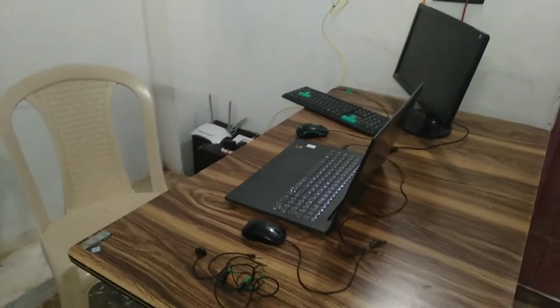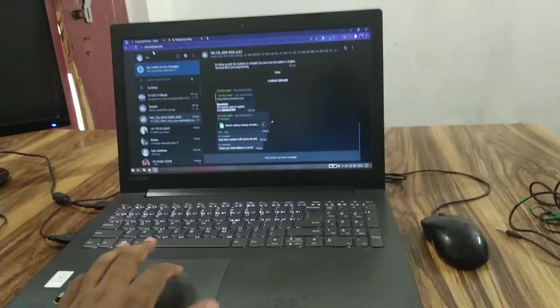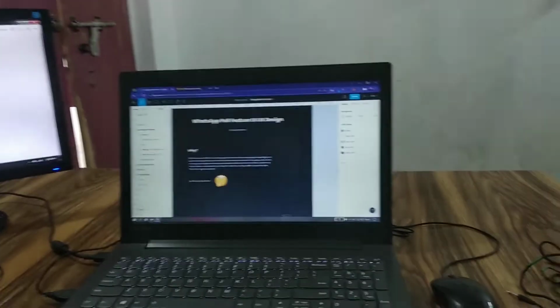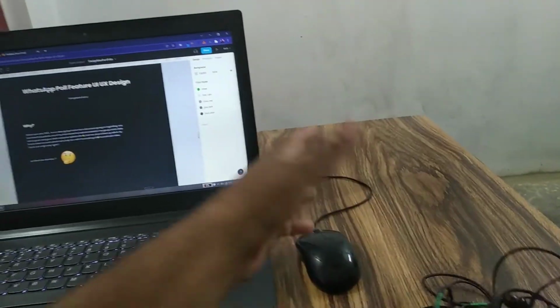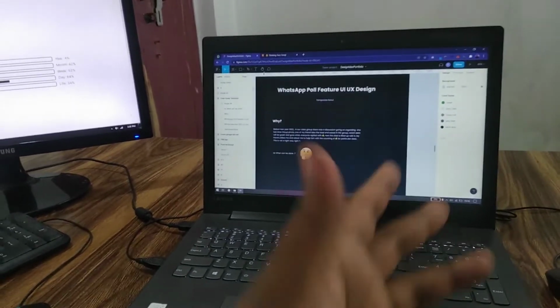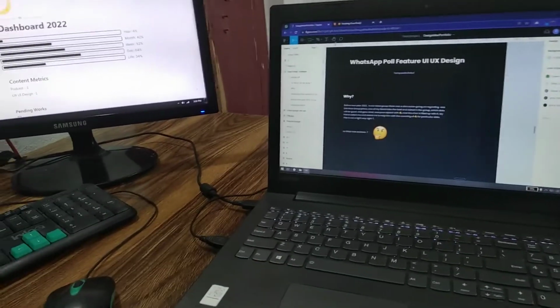So here we are, and now I will be revealing my setup. So here it is. This is my setup, work and content creation. Here is my laptop, where I usually do all my work related to the office. And here we have earphones, a mouse, and the laptop, which is a Lenovo one, and it's 3 years old, but still it has a lot of power. It's a gaming laptop, by the way.